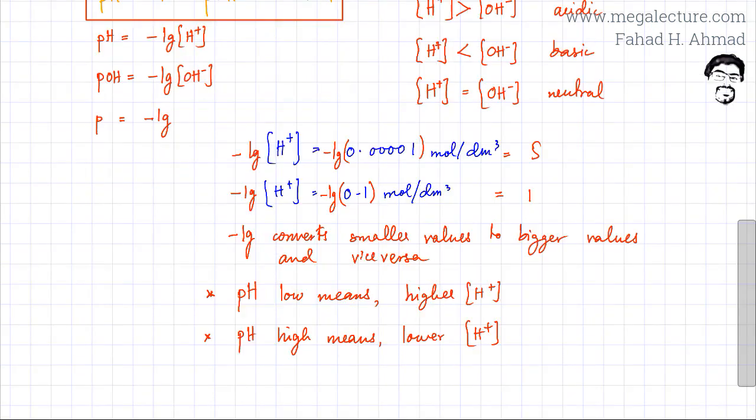So whenever you see that the pH is coming out to be low, that basically indicates that the concentration of H plus 1 is higher. It's the opposite. And whenever you see the pH, or minus log of H plus 1, coming out to be high, that means that the concentration of H plus 1 is actually lower. So pH low means that the solution is acidic or has more H plus 1 concentration. pH high means that the concentration of H plus 1 is actually lower and the solution is more basic or more alkaline.